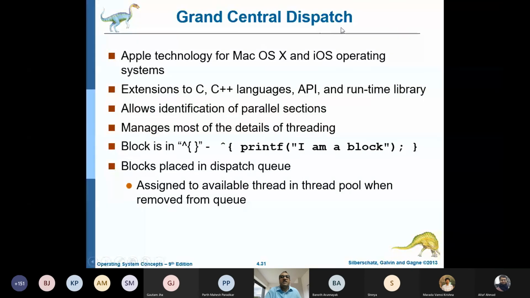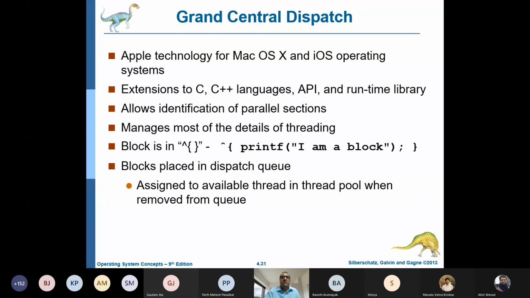And similarly, Grand Central Dispatch. The idea is similar to OpenMP, but here also the application programmer will identify the sections of code which are parallelizable and which are not. He will identify the code in the form of these particular directives, like this one, the caret followed by the 2 curly braces. This indicates that whatever code is within these 2 curly braces in front of the caret symbol can be parallelized. So that way the application programmer will introduce these kinds of directives.